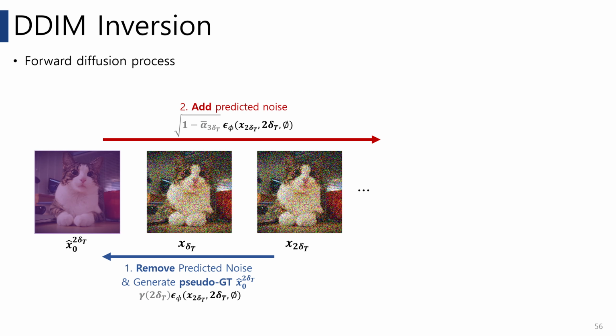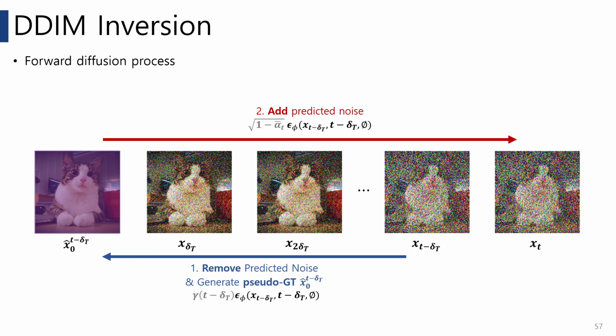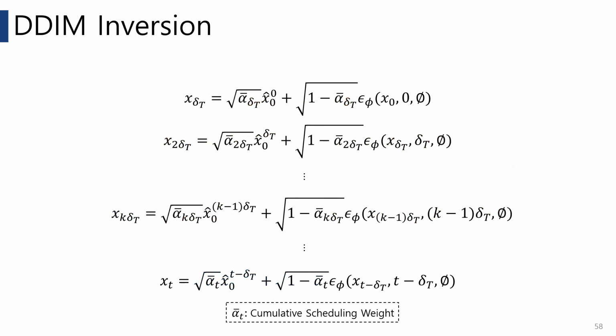By repeating this process, deterministic noise can be added in multiple steps, eventually producing the final noisy latent xt. When expanded into equations, it looks like this. Follow along with the video and take your time to review it step by step.